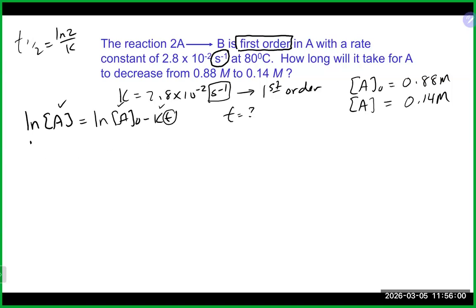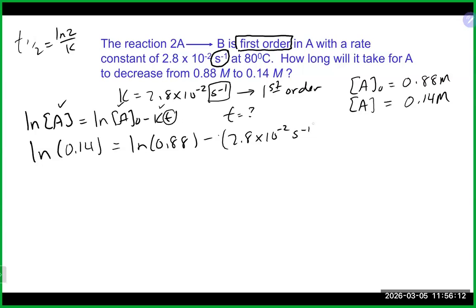So popping this in, we're going to go natural log of our final 0.14 equals natural log of our initial 0.88 minus our rate constant 2.8 times 10 to the minus 2 reciprocal seconds and our time in this case. So what we want to do here is, I personally would take the natural log of 0.14 and hit equals. I am then going to take this and subtract it to the other side. After I do that, so going to minus the natural log of 0.88.